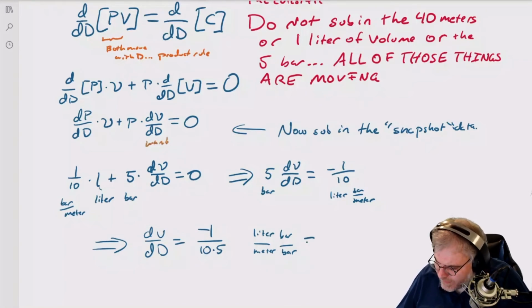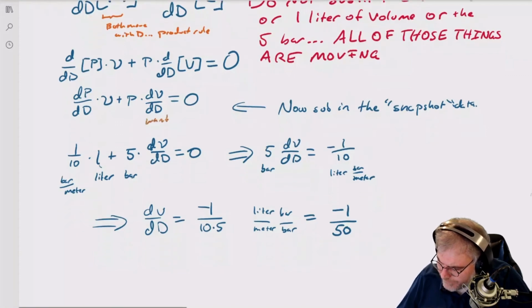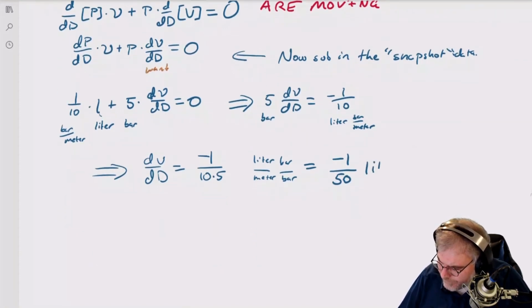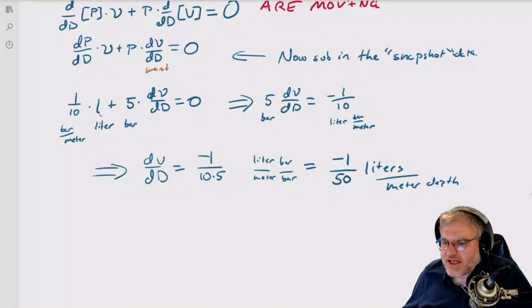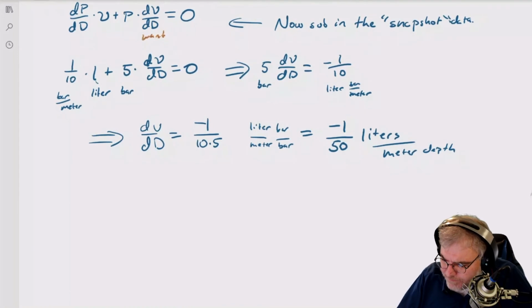So I wind up with -1 over 50 liters per meter. I don't know why this won't write today. With an apostrophe, right. Liters per meter. Now, I've got a -1 over 50. What I'm going to do is say what I mean.